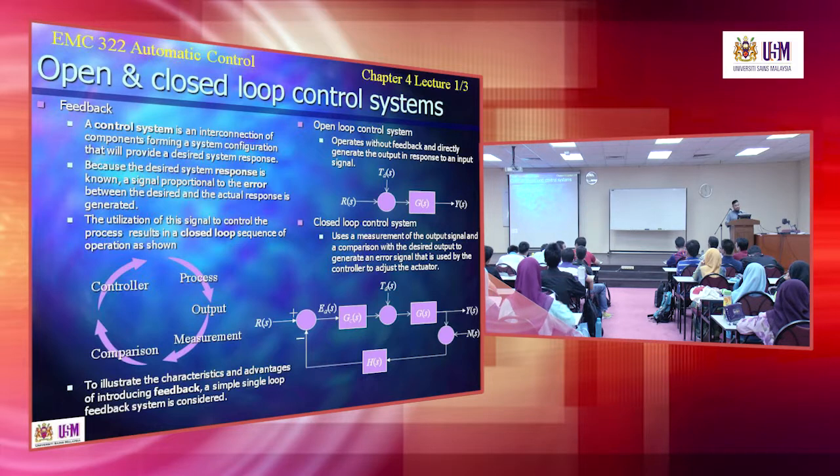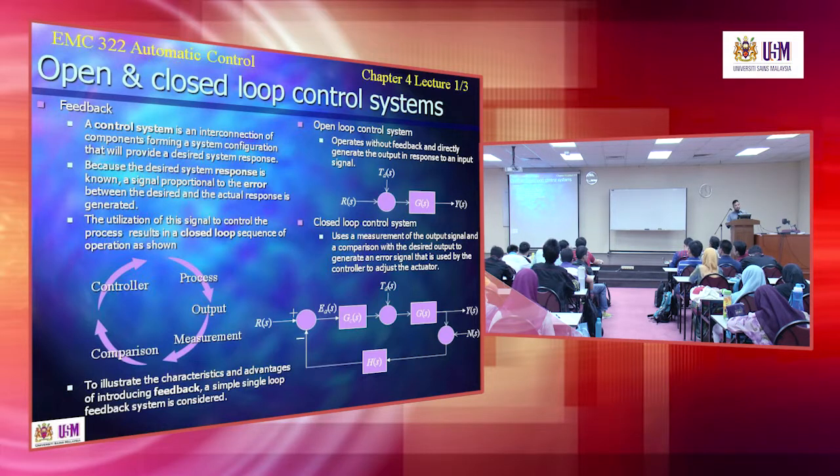In chapter 1 we also defined the control system. We say that a control system is an interconnection of components forming a system configuration that will provide a desired system response. So this is just the definition that we took from chapter 1. Because the desired system response is known, normally the response is the response that we wanted. That's why we know it.